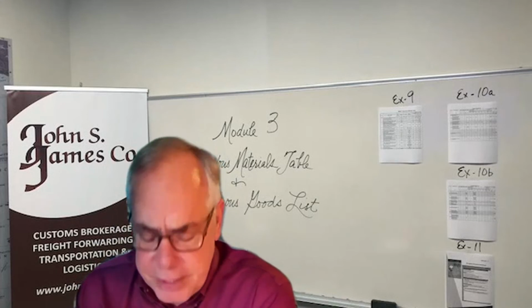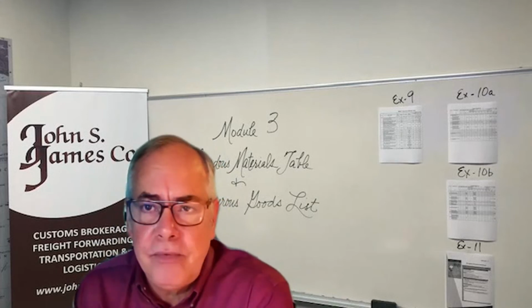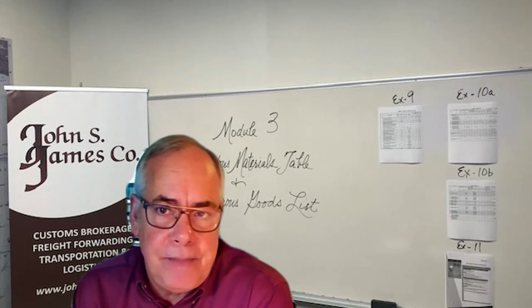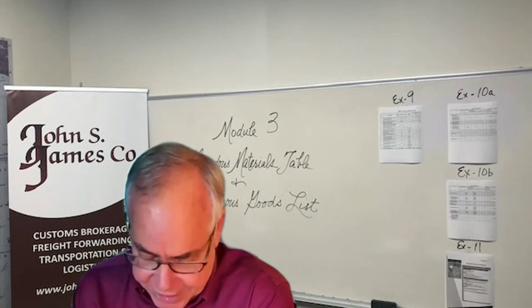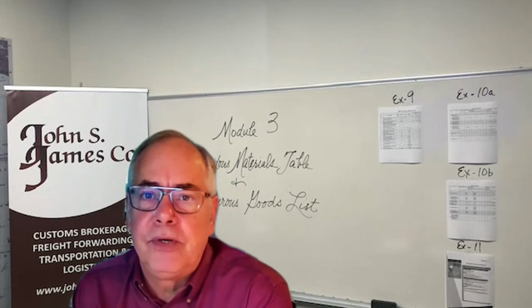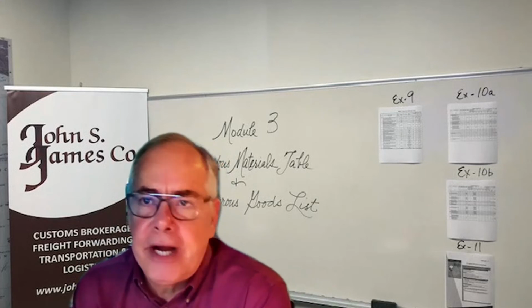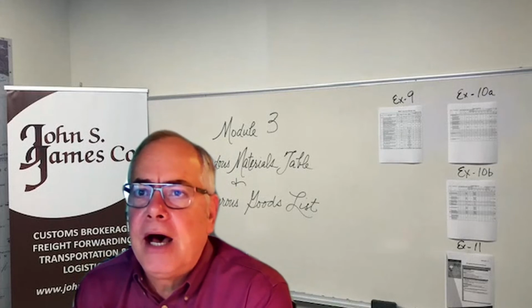For this module, you're going to need Exhibit 9, which is the Hazardous Material Table, Exhibits 10A and B, which is the Dangerous Goods List, and Exhibit 11, which is the Emergency Response Guide. So if you have those ready, we'll be referring to those.